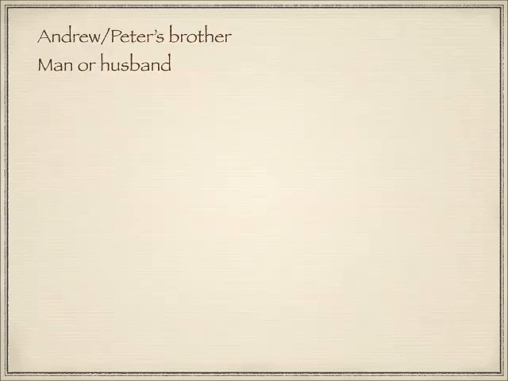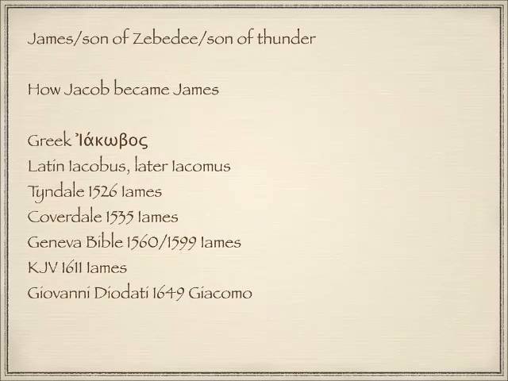The second person mentioned is Andrew. He's Peter's brother. His name is a Greek name and can mean either man or husband. And primarily what we see is that almost every time he's mentioned as Peter's brother. Next we have the sons of Zebedee. First James, and also their sobriquet, son of thunder.